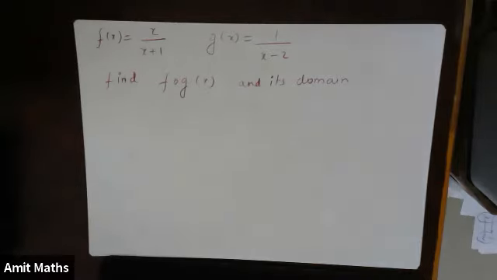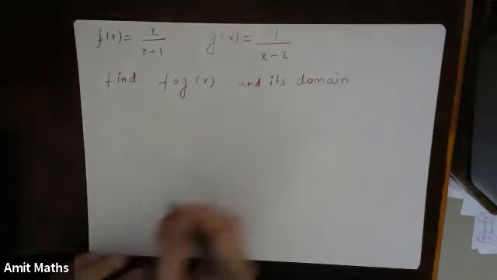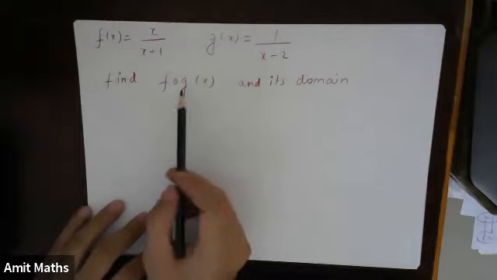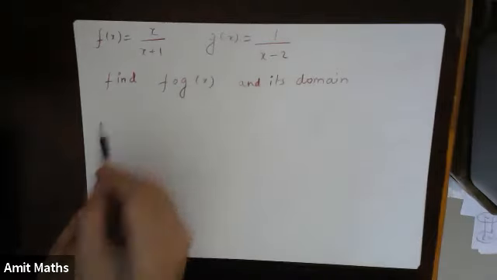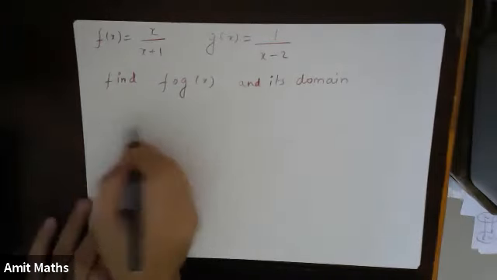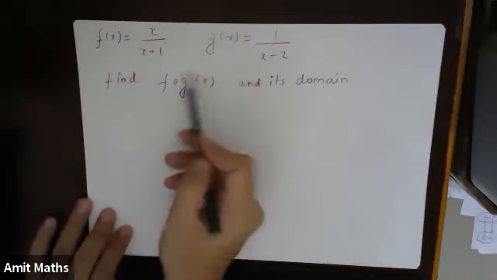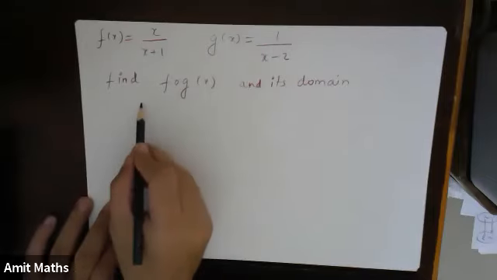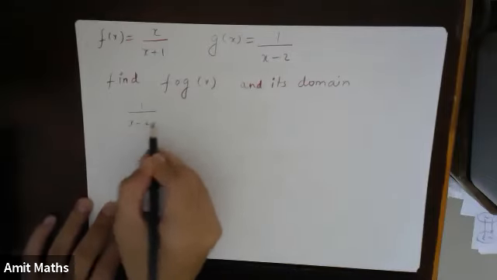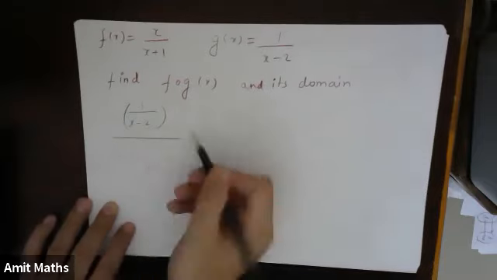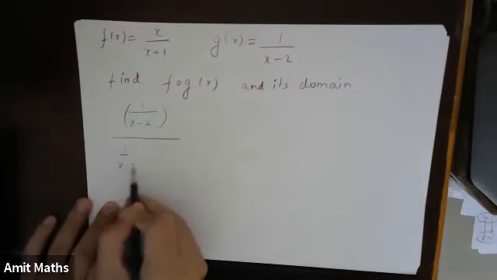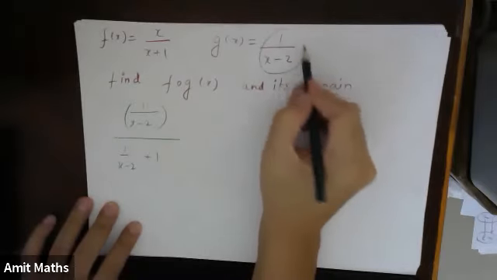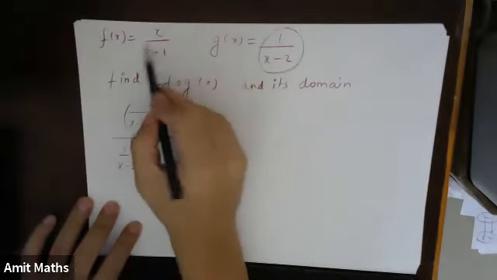Okay, let's try to solve it. So first I have to find f of g of x. So I'll simply substitute g of x in f of x. So instead of x I will substitute 1 upon x minus 2. So 1 upon x minus 2 divided by 1 upon x minus 2 plus 1. Okay, this is the total thing.